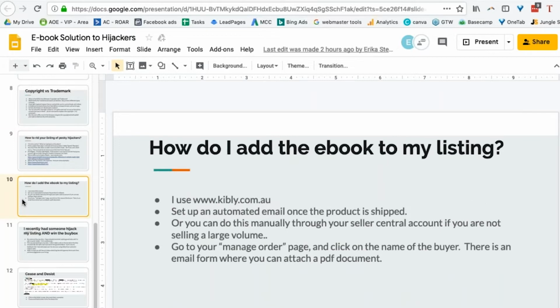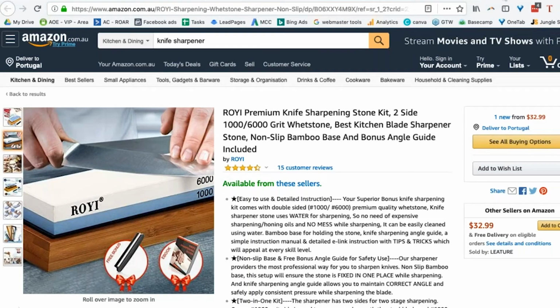So the next step is to add that to your listing. And what I do is I send out my ebook. I have it in my title. There are some guidelines I've seen recently that Amazon have not liked people who put free ebook. So you could say bonus ebook or including ebook. Don't make a big issue about it being free, because I have seen that made an issue of.